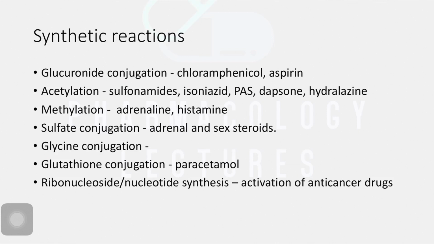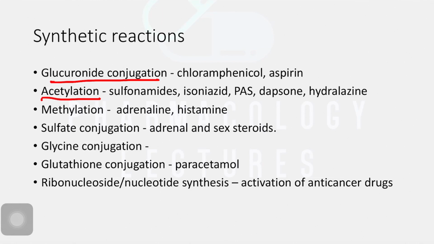So those were the important phase 1 reactions. Let's jump to phase 2 reactions. What happens in phase 2 reactions? We already know that they are complex reactions. So it involves addition of other things as well. And depending upon that, the name is given: glucuronide conjugation, acetylation. We don't need to go into much detail about the biochemistry of those reactions, but we just need to remember which drugs get metabolized through which reaction.